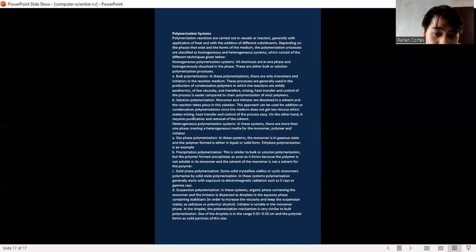For B, solution polymerization. Monomer and initiator are dissolved in a solvent and the reaction takes place in this solution. This approach can be used for addition or condensation polymerizations since the medium does not get too viscous, which makes mixing, heat transfer, and control of the process easy. On the other hand, it requires purification and removal of the solvent.